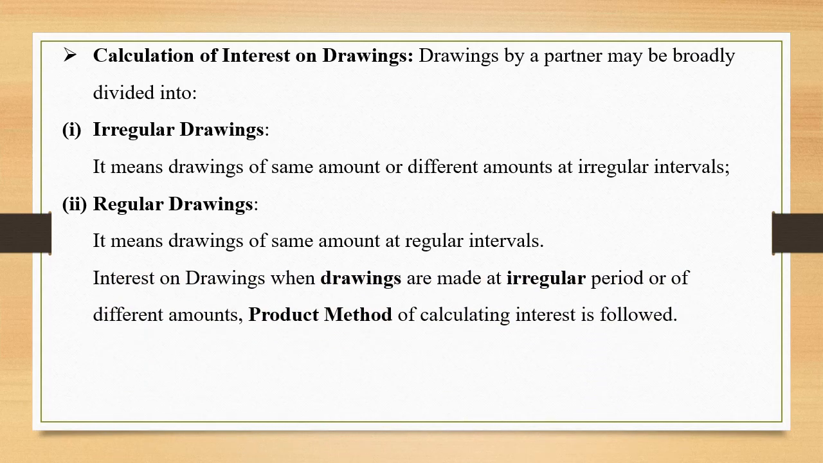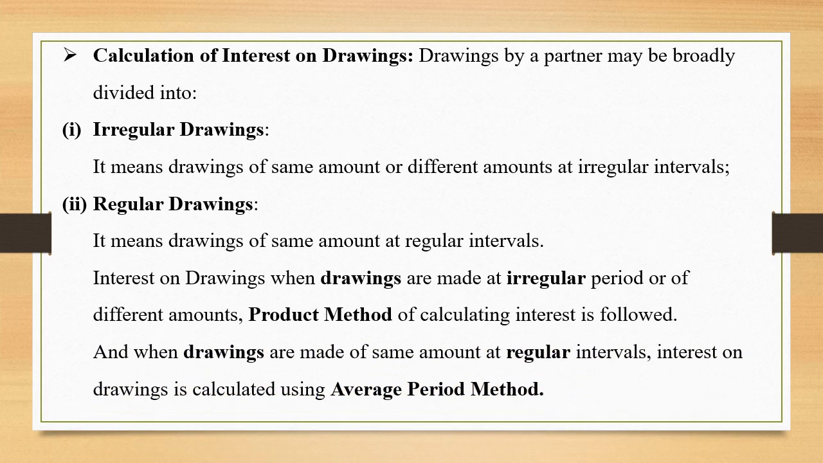Interest on drawings. When drawings are made at irregular periods or of different amounts, the product method of calculating interest is followed. In case of irregular drawings, the product method is to be followed. And when drawings are made of the same amount at regular intervals, interest on drawings is calculated using the average period method. Please remember, in case of irregular drawings, product method. In case of regular drawings, average period method.